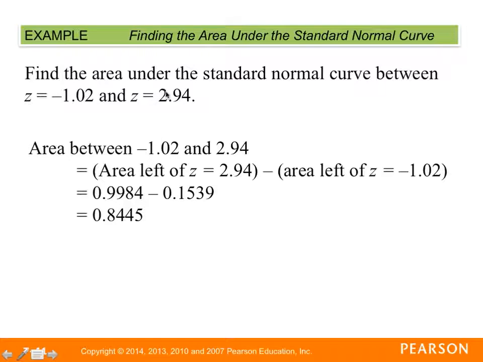So if we want z equals 2.94, since we're already on the positive table, we go ahead and look at 2.94. And we get 0.9984 when you look that one up. And then we subtract the area to the left of a z-score of negative 1.02. So we go down to negative 1.0 and then over to 0.02, and we get 0.1539. And then we just subtract those values. So we get 0.8445, or 84.45% of observations are going to be between z-scores of negative 1.02 and 2.94.